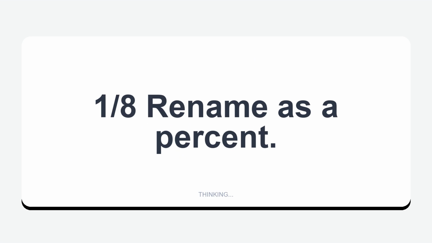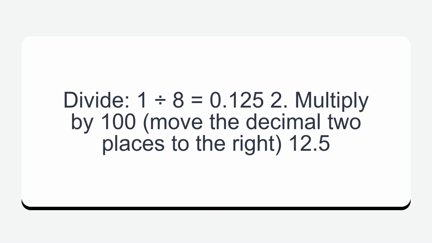Assign the sign of the number with the larger absolute value to the result: -2.0. 1/8 rename as a percent. Divide, 1 divided by 8 equals 0.125. Multiply by 100, moving the decimal 2 places to the right, 12.5.